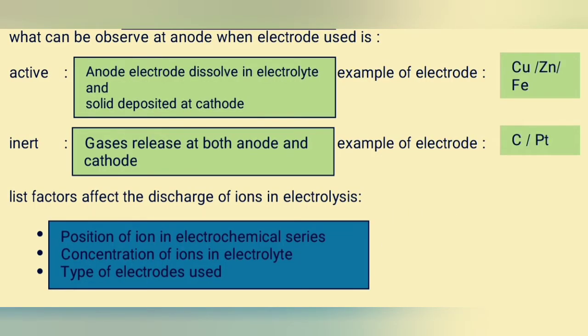Two types of electrode that will be used in the electrolytic cell, and three main factors that affect the discharge of ions in electrolysis, because only one ion will be chosen to be discharged at the electrode in electrolysis of aqueous solution.